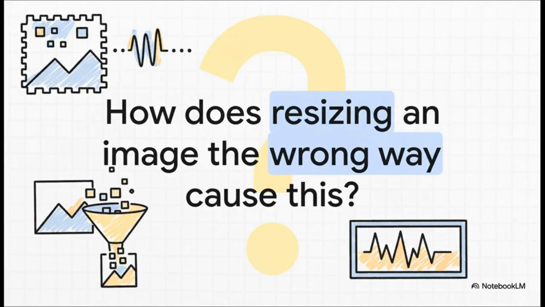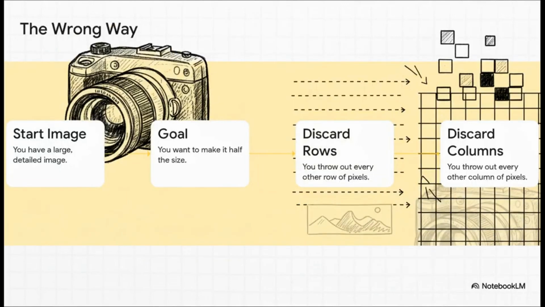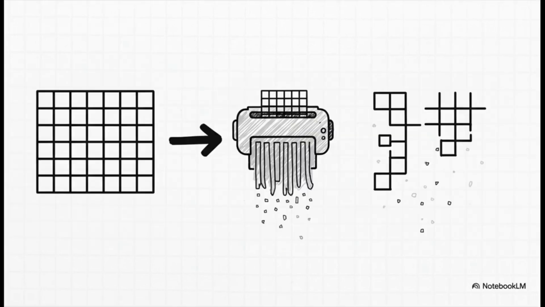Which of course leads to the next question, right? What exactly is the wrong way to resize an image that causes all this trouble? Let's look at a super common but really flawed way to do it. It seems to make sense at first glance, doesn't it? If you want to make an image half as big, you just get rid of half the pixels. So you just go in and delete every other row, and then delete every other column. It's fast, it's simple, and it's a terrible idea. Because by just throwing pixels away, you're chucking out all that crucial high-frequency information without a second thought. You're not summarizing it, you're just deleting it.